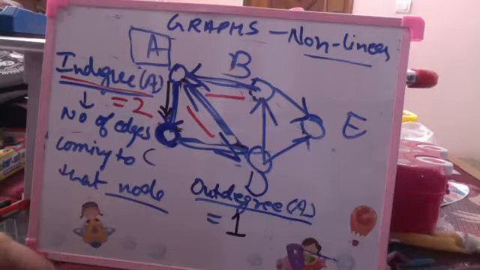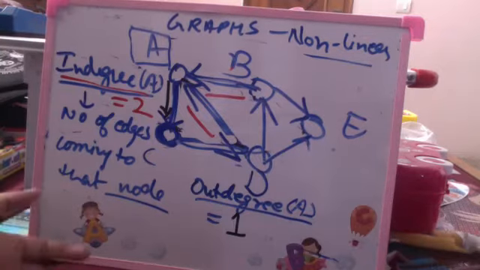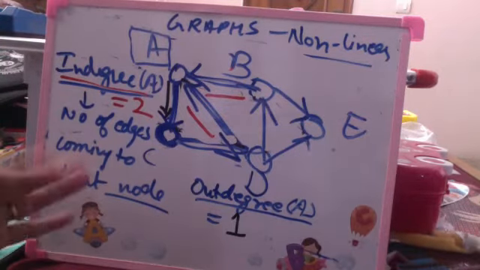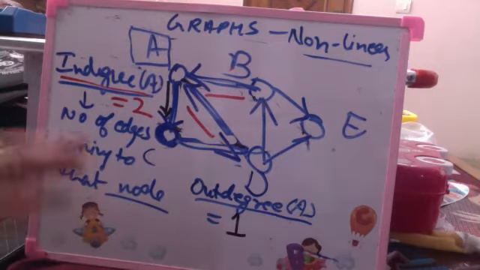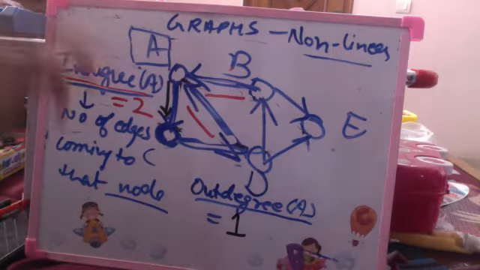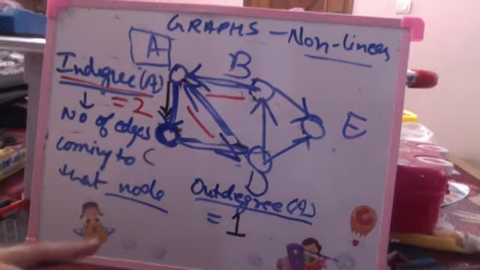Out degree and in degree are clear to all. In an undirected graph, degree is the total number of edges, since there is no in degree or out degree in an undirected graph. In a directed graph, in degree is the number of edges coming to the node, out degree is the number of edges going out from the node.